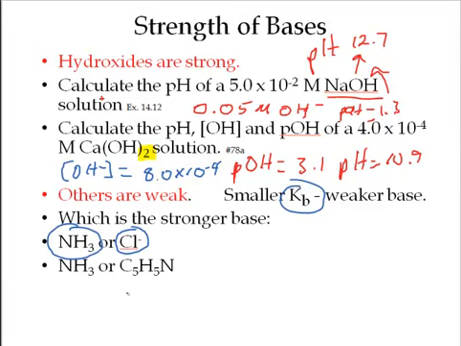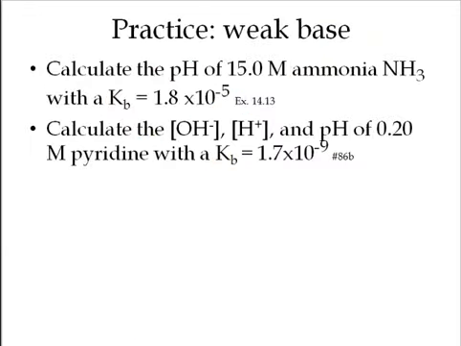And then for these two, really the only way we can do that is look up the Kb. This one you've seen numerous times, like 1.8 times 10 to the minus fifth. And this thing, which happens to be pyridine, has a Kb of 1.7 times 10 to the minus ninth. So anyways, the stronger base is of course the one with the bigger Kb. So there you have it. Let's move on to another problem that we can do.